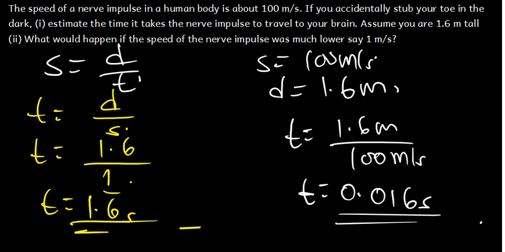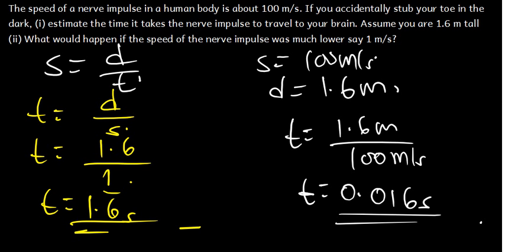Now it's just a matter of comparing. At first, when the speed was 100 meters per second, the time was small. The moment when we increase the speed, the time is going to be reduced. It's going to take less time for the nerve impulse to reach the brain. But the moment when we reduce the speed, it's going to take a little bit more time for the nerve impulse to reach the brain.